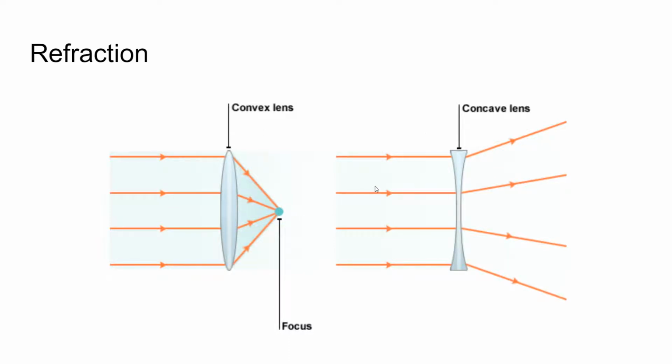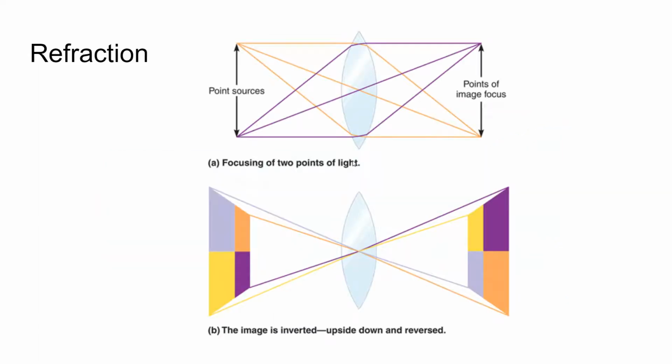And so, when you go to the eye doctor, if you have a different focal point from where it's supposed to be, then they will prescribe one of these types of lenses to change that focal point. This just shows you that when we see an image, it actually goes to our retina upside down and backwards, and the brain fixes that for us.